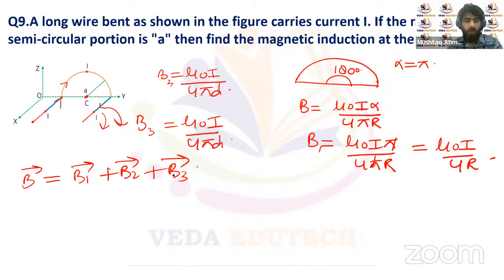Now here you can see the value of R is given as A. We can replace R with A, and d can also be replaced with A. So adding all these three fields will give us the resultant field at this point C.